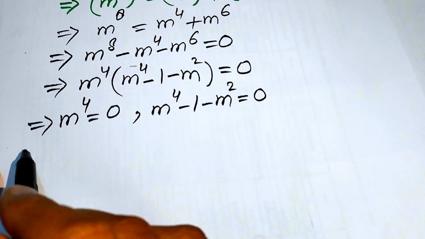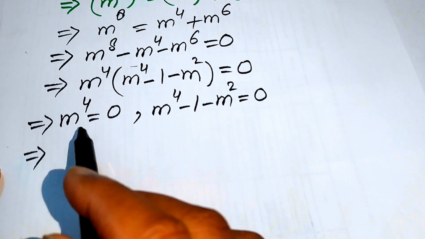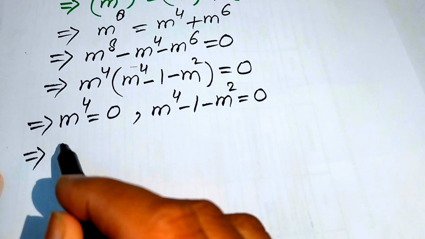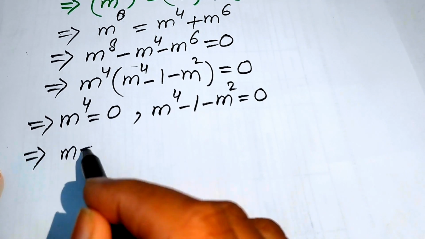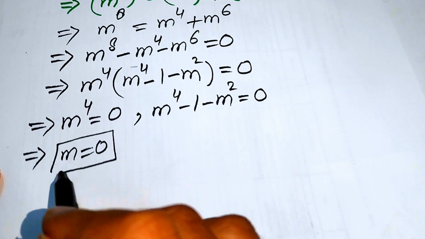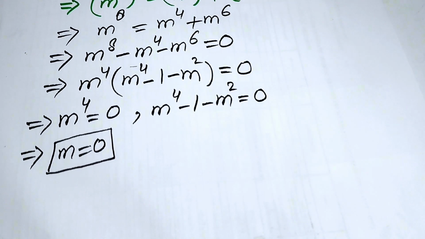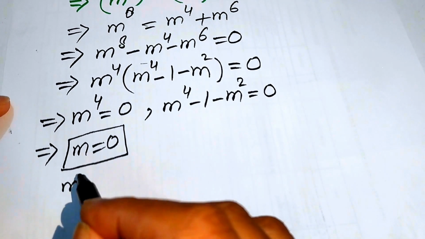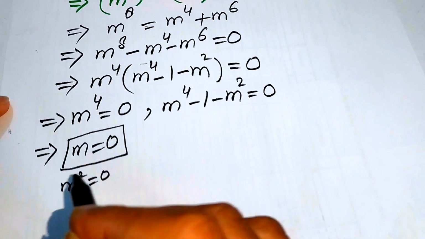So in the next step you will see here we have m to the power of 4. When we take the fourth root on both sides, you get the value of m equals 0. So now first we discuss this value of m, and if we take the square of m, then you get m squared equals 0.